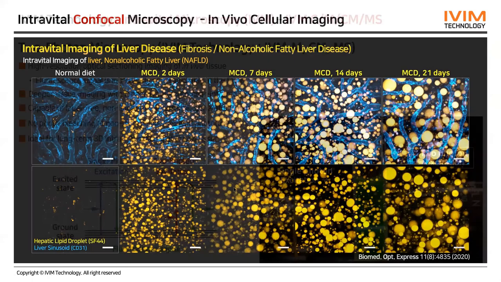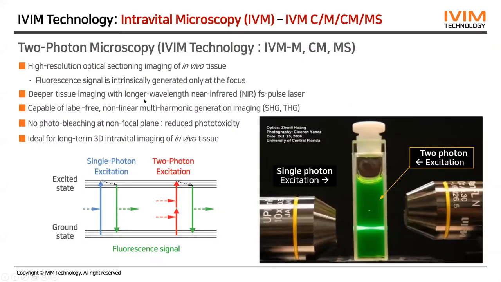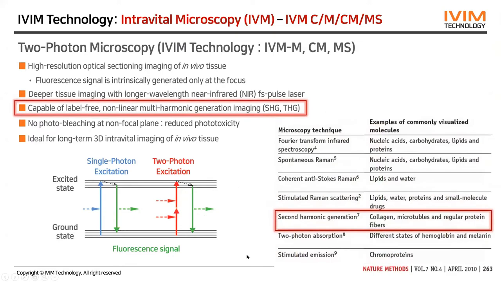Two-photon microscopy is another technique. In this case, we use a femtosecond pulse laser at near-infrared wavelengths. By doing that, we can get more penetration into the biological tissue, and get the section division. Another feature of a two-photon microscope is that it has an additional imaging mode, like the multi-harmonic generation imaging mode. It's different from fluorescence, but it can be combined with the fluorescence imaging mode.